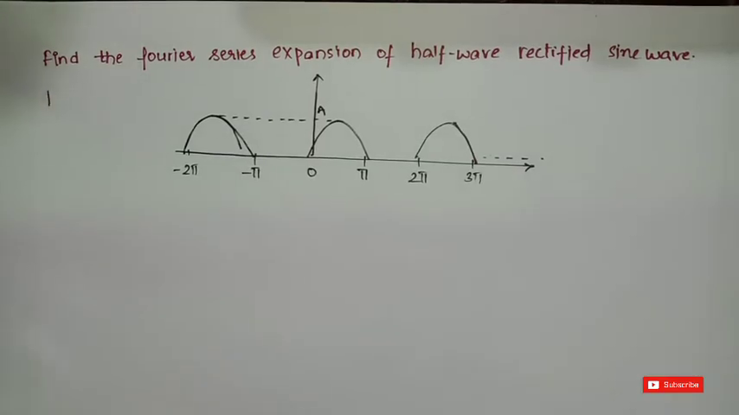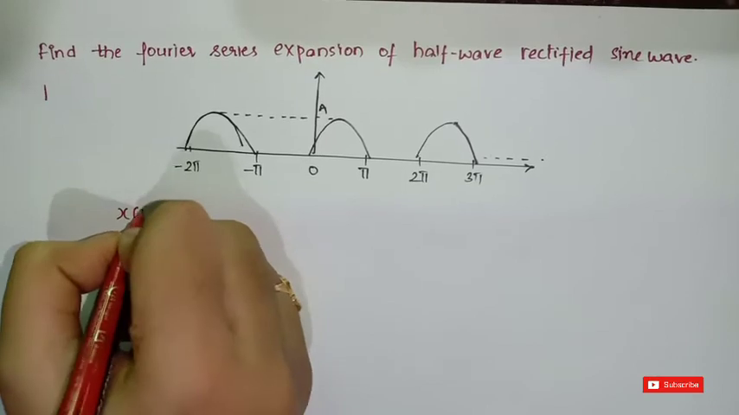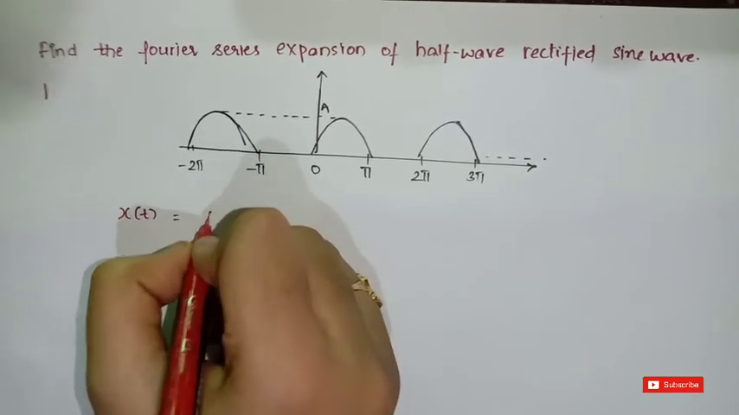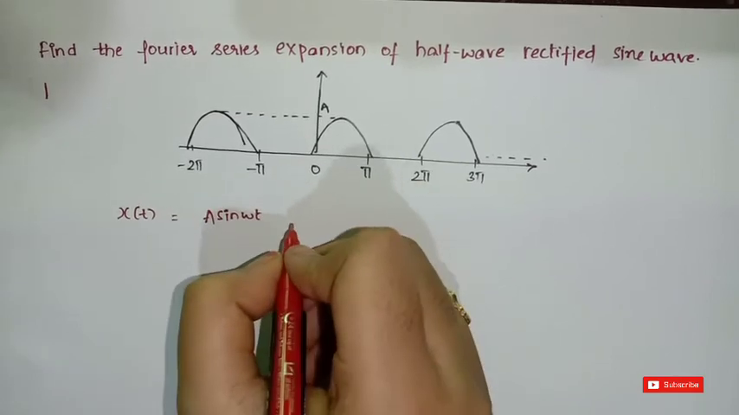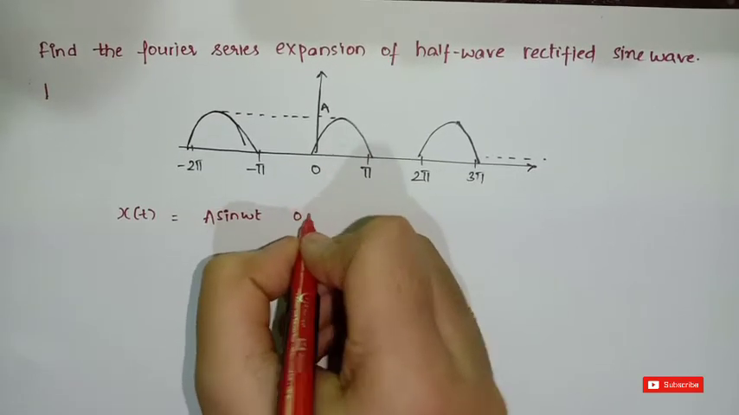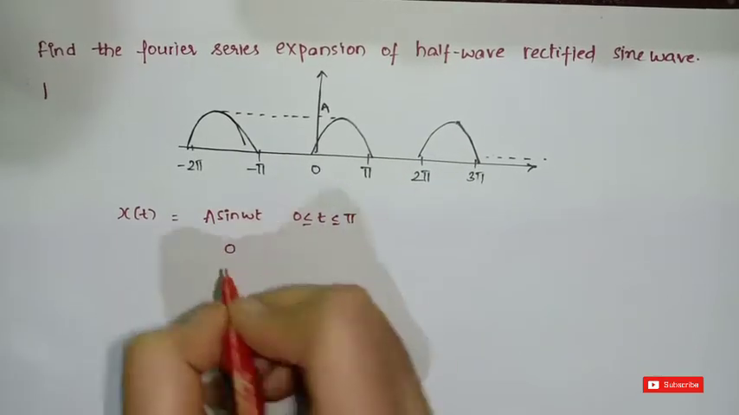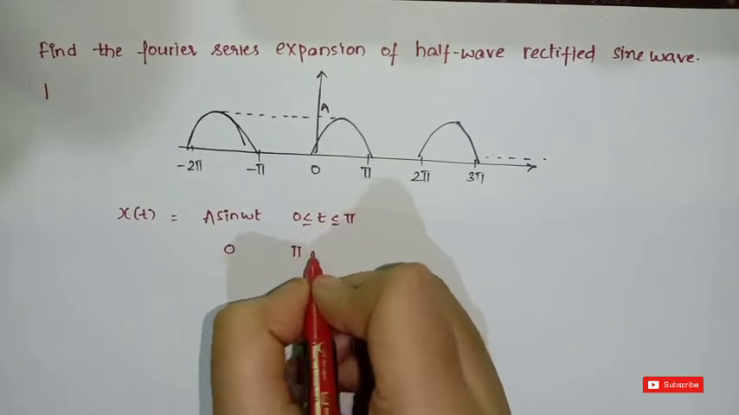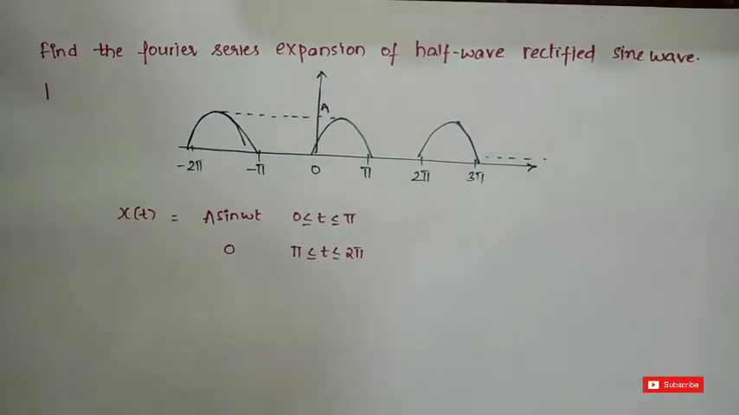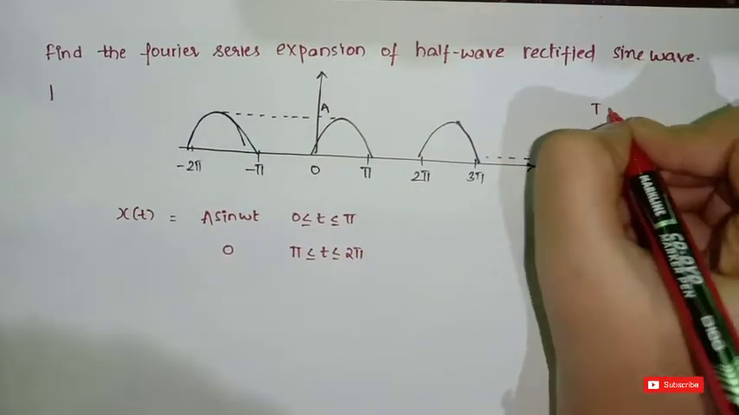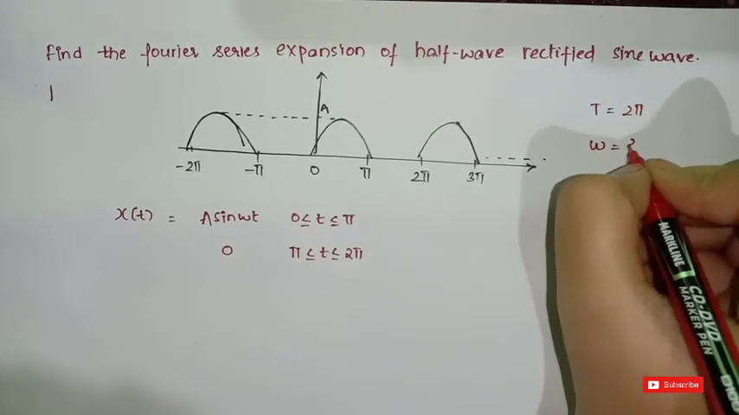Let us write the equation based on this. It is nothing but x of t is equal to A sine omega t in between the interval 0 less than t less than or equal to pi, and x of t is equal to 0 in between the interval pi and 2 pi. As we already know, the period T is equal to 2 pi. So from this, omega is equal to 2 pi by T.